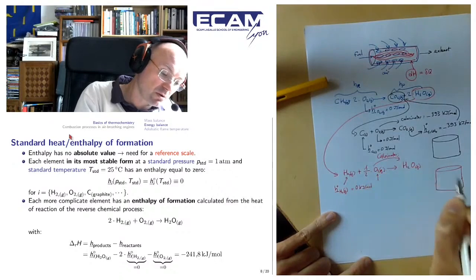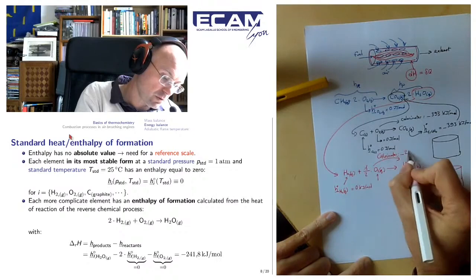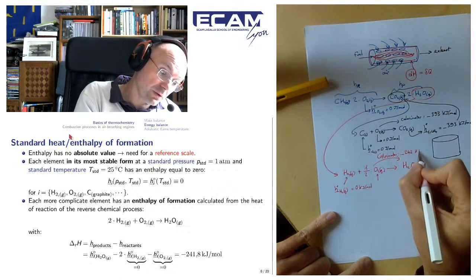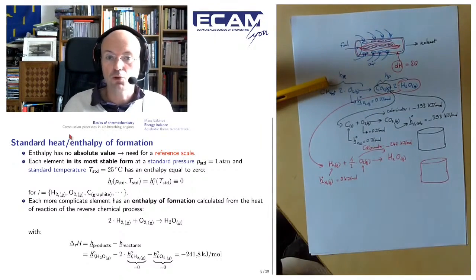On this rejection of heat, this one I am supposed to know by heart because I worked a lot on hydrogen in the past, but I forgot it actually. It corresponds to 242 kilojoule per mole.